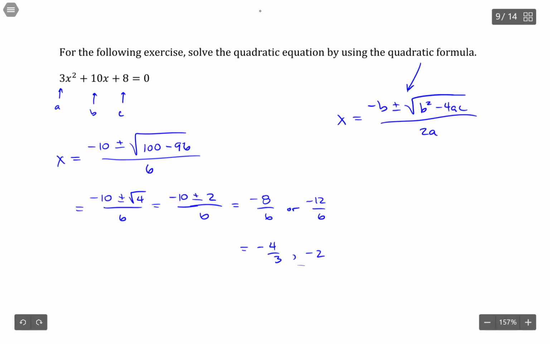And what that means is this would have actually worked out through factoring. So had we chosen the factoring method, we still could have gotten the solutions that way.